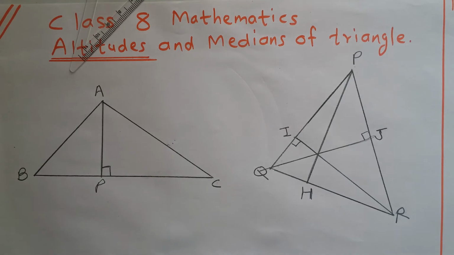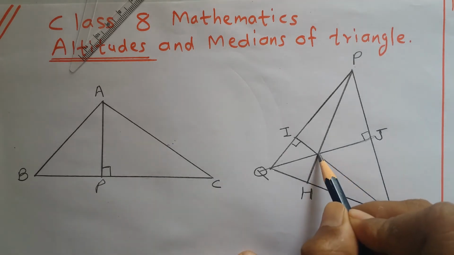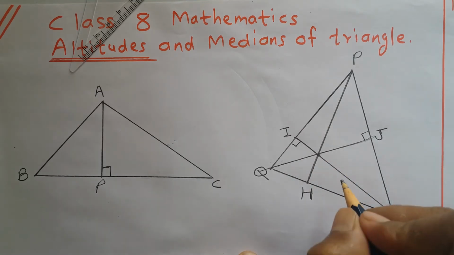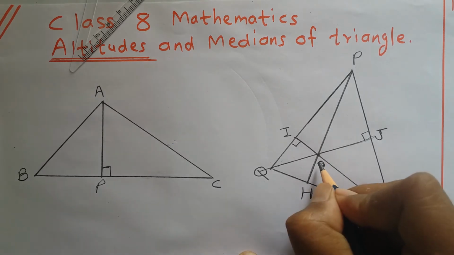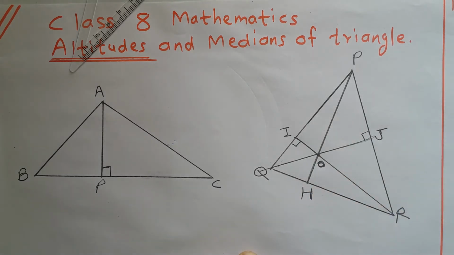But one important thing, when we draw three altitudes, what can we say? The three altitudes meet each other in one point, and this point is called the orthocenter. So the point of concurrence of three altitudes is called the orthocenter of the triangle, and it is denoted by the letter O. So students, this concept is important.